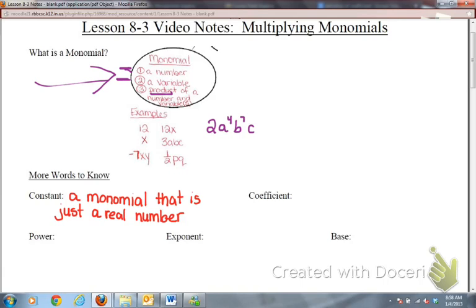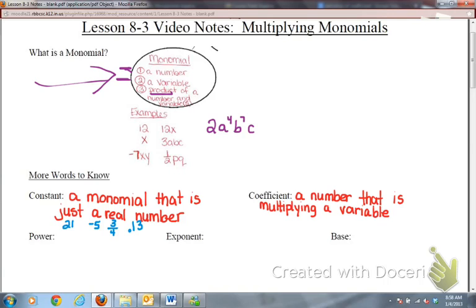So some examples of constants are like the number 21. That's a constant. The number -5 is a constant. The number 3/4 is also a constant. And just to throw in a decimal, the decimal 0.13 or 13/100, that is also a constant. So a constant is just a number.